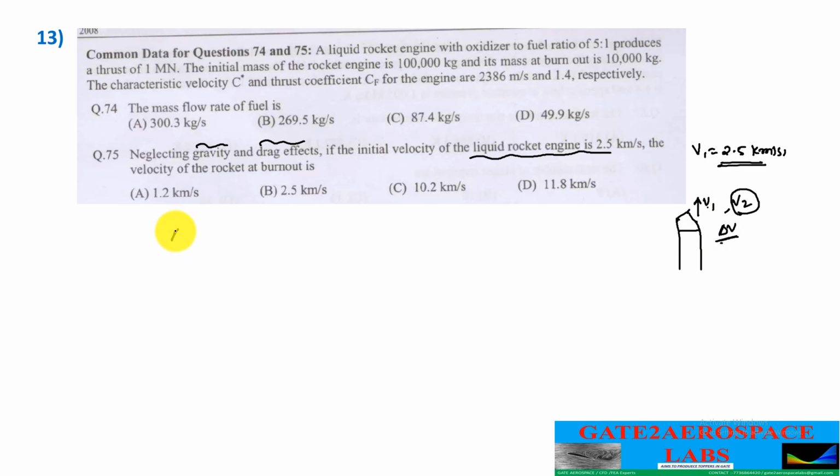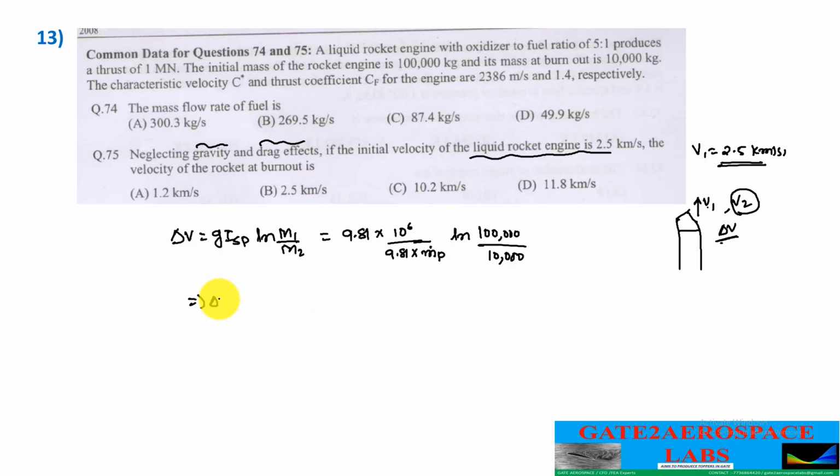We know there is a standard formula for determining delta V, which we call the rocket equation: g Isp ln of m1 by m2. This will be equal to 9.81 into Isp, which is thrust per unit weight, 10 to the power 6. This is also 9.81 into mass flow rate of propellant. We have just found this is 299.36, times ln of 100,000 divided by 10,000.